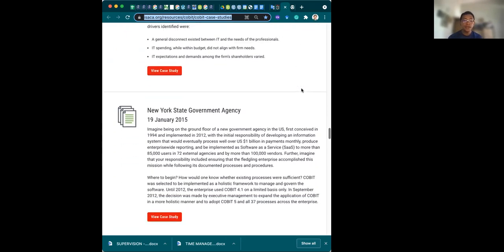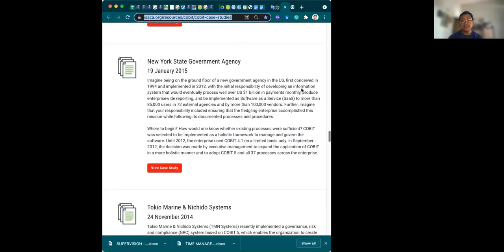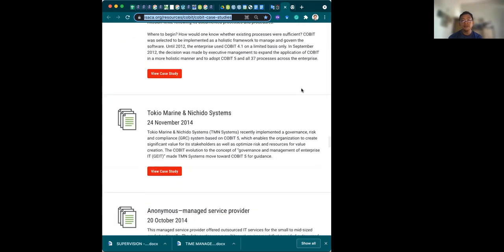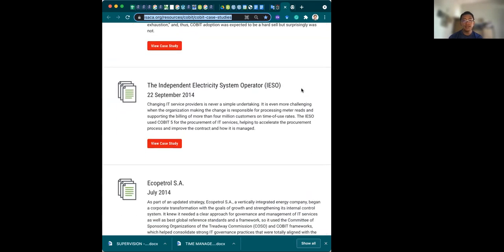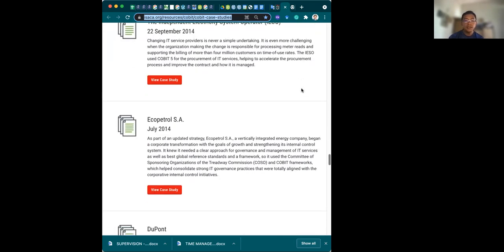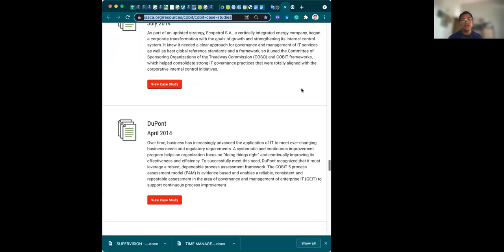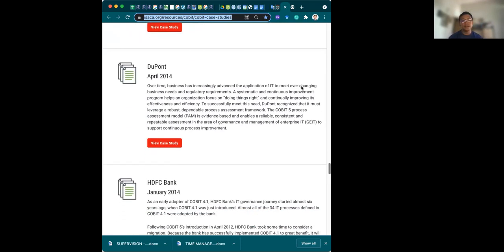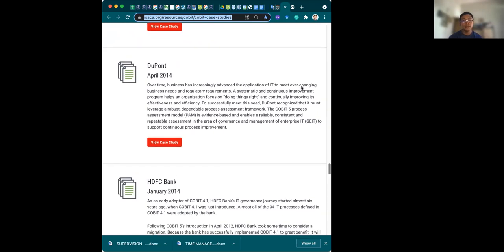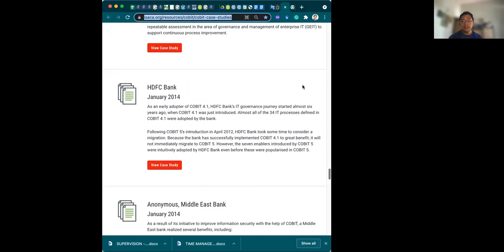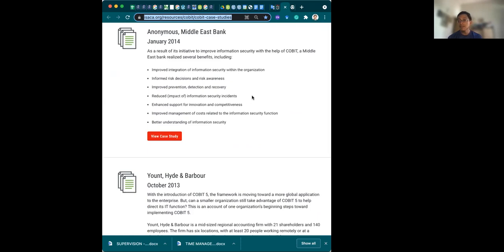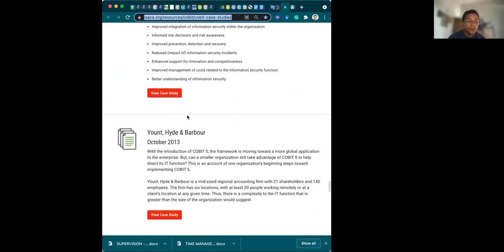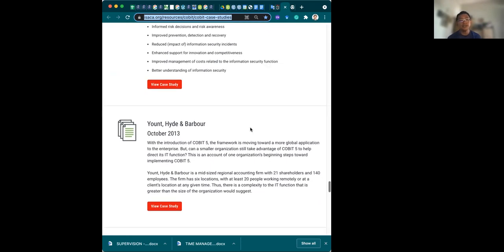A New York State government agency, so it is a public sector one. Tokyo Marine and Nichido, a Japanese company, I think, right? Anonymous as well, a service provider and electricity operator, a petrol company here. DuPont, you know DuPont, right, one of the products. And a bank again, HDFC here, and also a bank again, from the Middle East. We have many cases from the Middle East, I think. And also you have Yon Heidenberger as well. This is the second case.